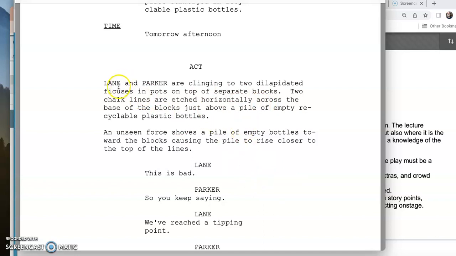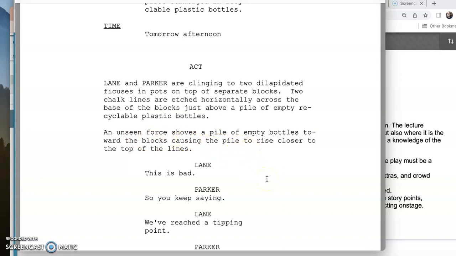So in this example, these two characters, Lane and Parker, are clinging to two dilapidated ficuses, which are a kind of tree, in pots on top of separate blocks. Two chalk lines are etched horizontally across the base of the blocks just above the pile of empty recyclable plastic bottles. All of these things are visually seen. Even this stage direction: an unforeseen force shoves a pile of empty bottles toward the blocks, causing the pile to rise closer to the top of the lines.